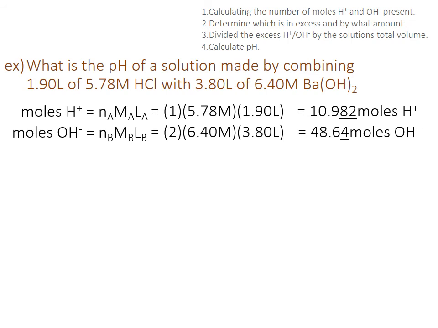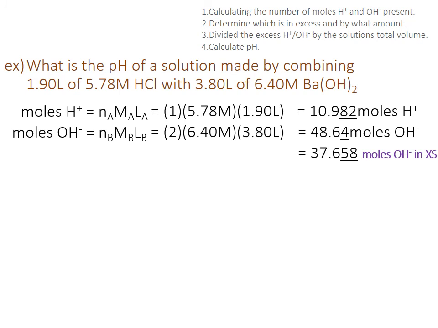Step 2 is to determine which is in excess and by what amount. Well, we have more hydroxide than we have H+. So how much hydroxide do we have in excess? Well, we know 10.982 moles of H+ are going to react with 10.982 moles of OH-, forming water. So the hydroxide in excess will be 48.64 subtract 10.982. So we wind up with 37.658 moles of hydroxide in excess.